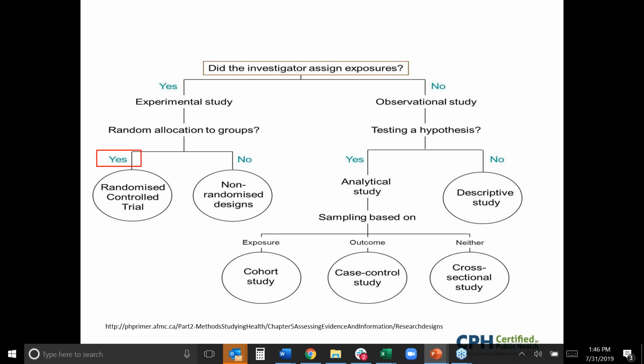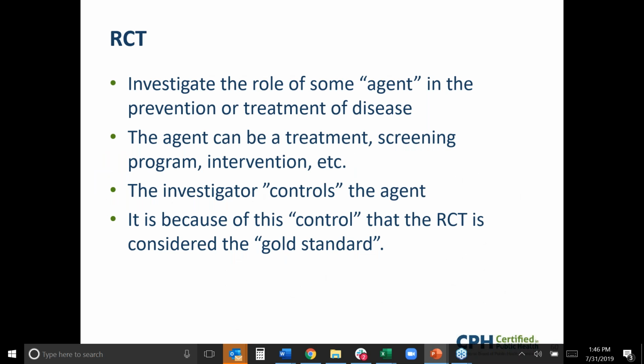Next slide. The randomized controlled trial, or RCT, investigates the role of some agent in the prevention or treatment of disease. And that agent can be a treatment, a screening program, or an intervention. The investigator controls the agent in the realm that they administer it or not. And it's because of this control that the RCT is considered the gold standard.